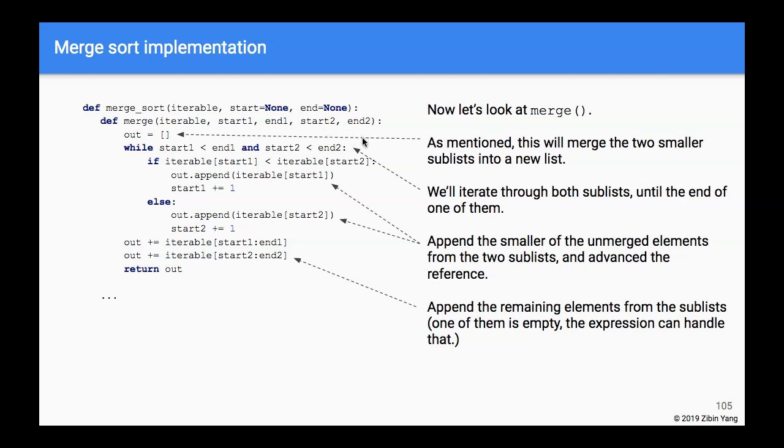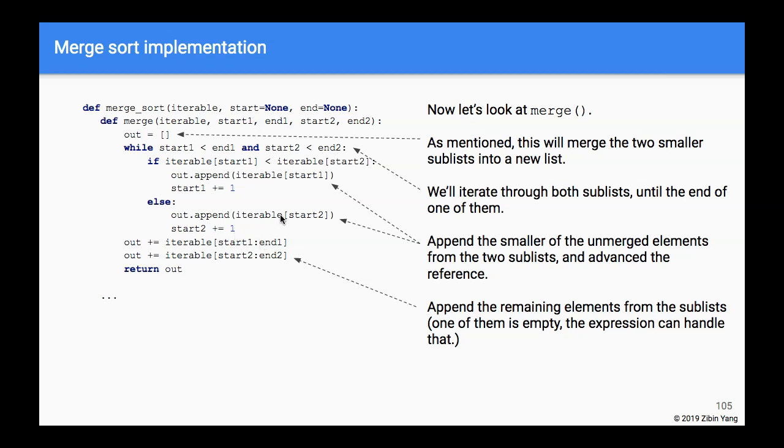Then we just iterate through both of the lists until we reach the end of one of them. In each pass, we compare the two unsorted elements from each of the lists. If the element from list 1 is the smaller one, then we append it to the merged output, and then we advance the index in the first list. Otherwise, we append the element from the second list and we advance the index of the second list.